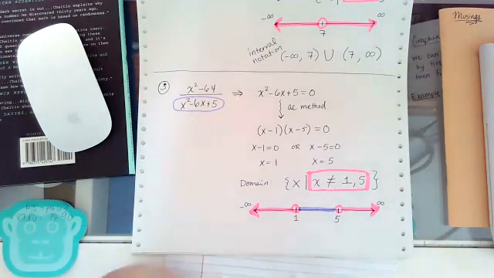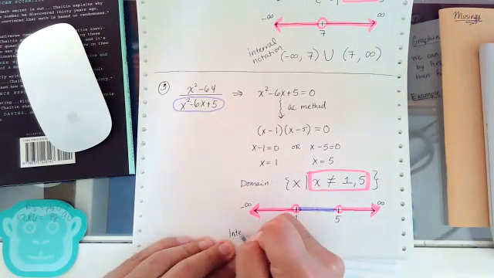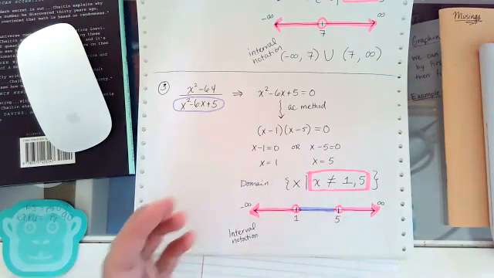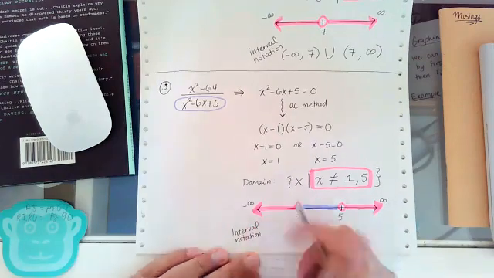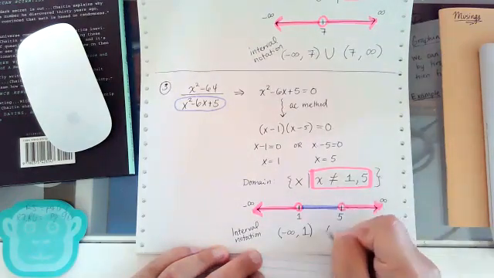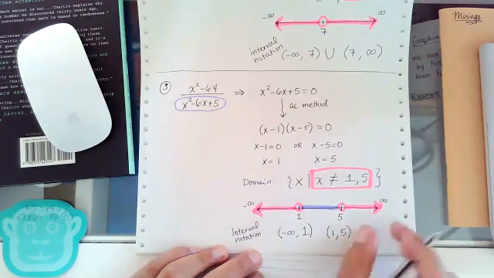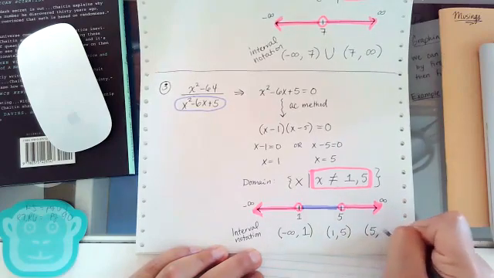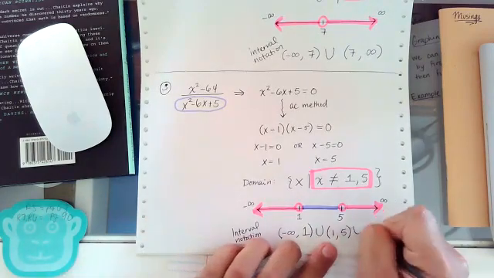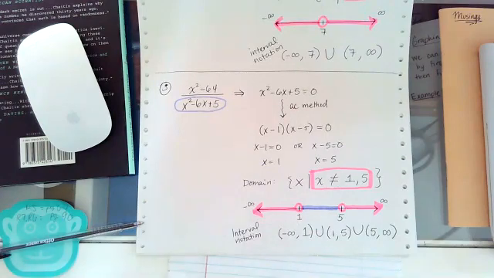So as you might be able to guess, the domain in interval notation here has to include or describe all three of these intervals. So this region is from negative infinity to 1. This region here is from 1 to 5. And then this region over here is from 5 to infinity. And we can join those since they're separated by gaps. We need to join them with the union symbol. Does anybody have any questions about that?